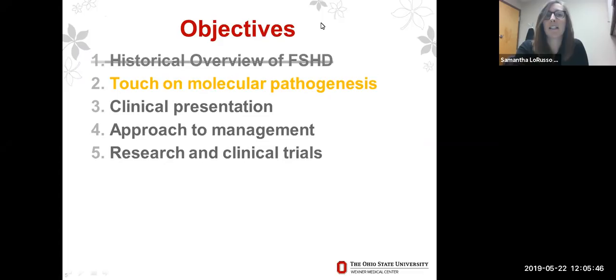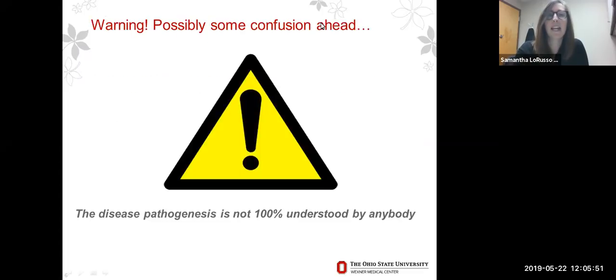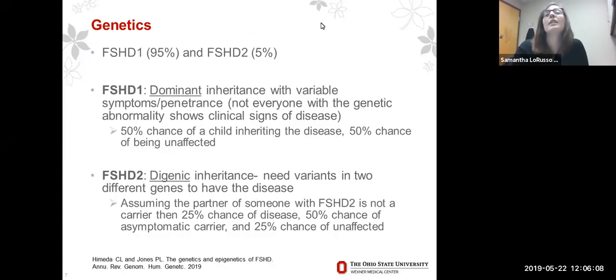So moving on, we're going to try to touch on molecular pathogenesis. And warning here, there may be some confusion ahead. This is a very confusing genetic mechanism. And really, truly, the disease pathogenesis is not 100% understood yet by anybody. So there are two types of FSH. There's type 1 and type 2. Type 1 accounts for about 95% of patients and type 2 about 5%.